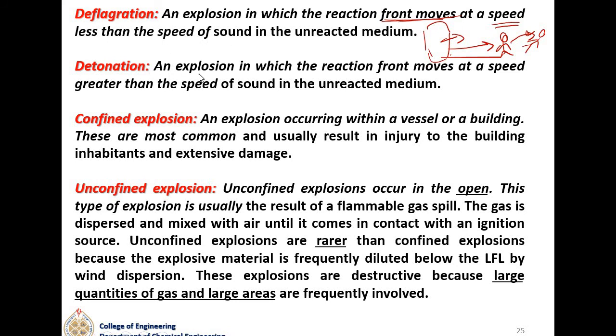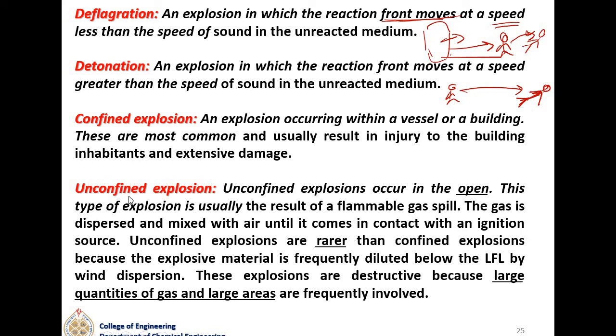And if the explosion happens and the speed is greater than the speed of sound, that means if you're here, this time it will throw you even further. It looks like your body expanded because of that. So what I'm trying to say is the only difference is that one is less than the speed of sound, the other is greater than the speed of sound.